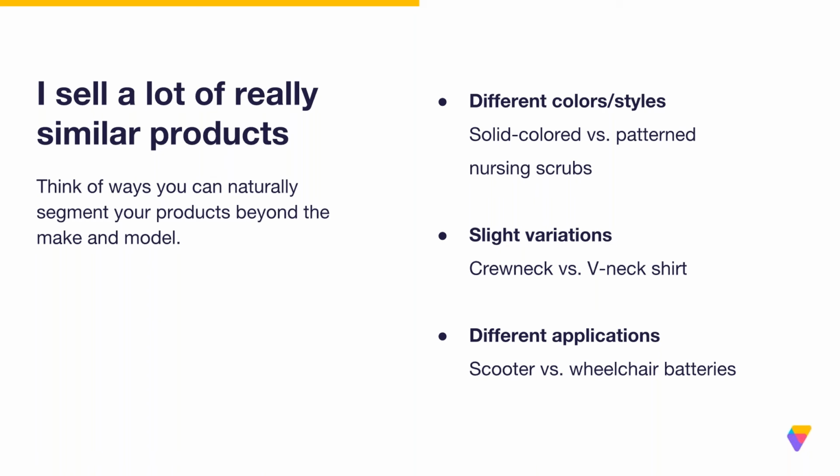But this website has smartly considered the way that their batteries are used. So they actually do have categories for batteries for scooters versus batteries for wheelchairs, or batteries for any kind of small appliances. So by looking at it this way, you open up your keyword targeting to a variety of different searches that people might be conducting.